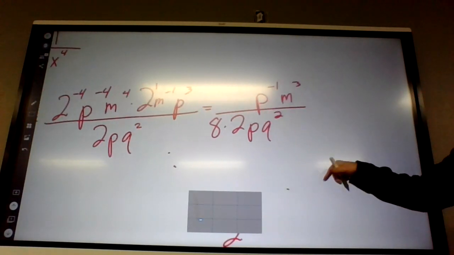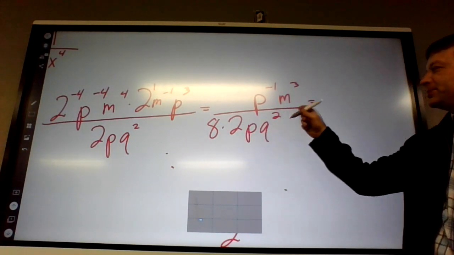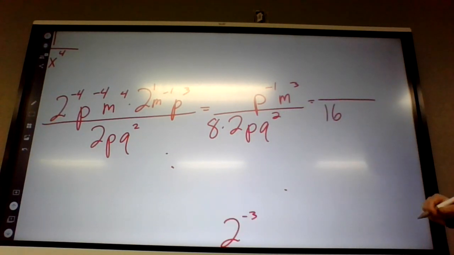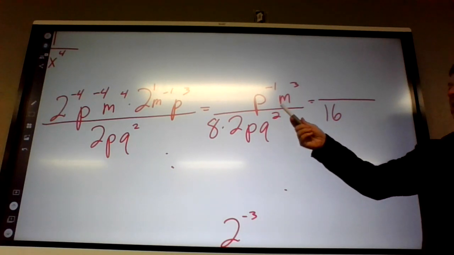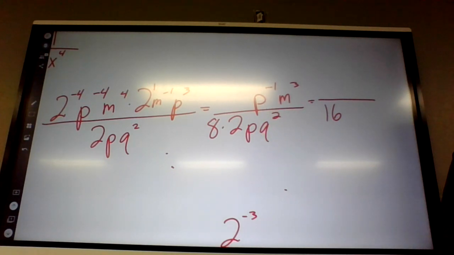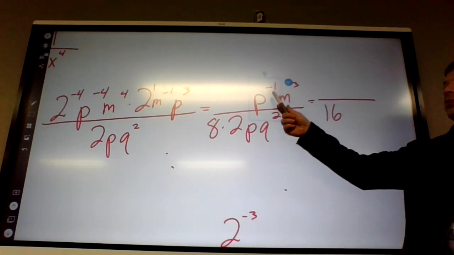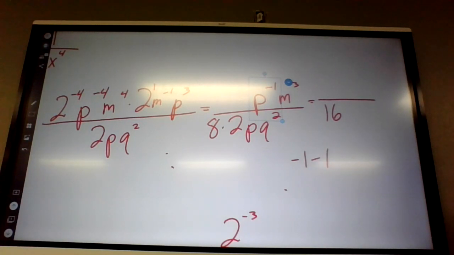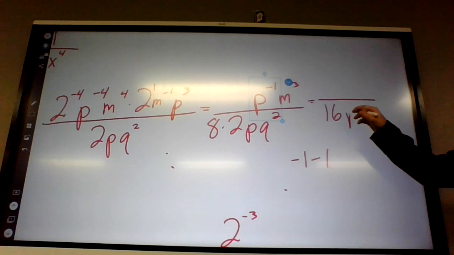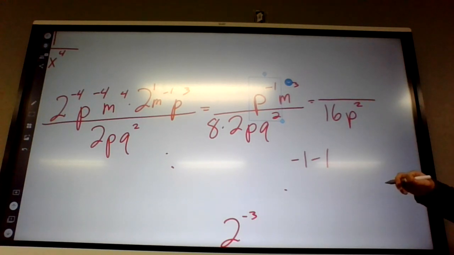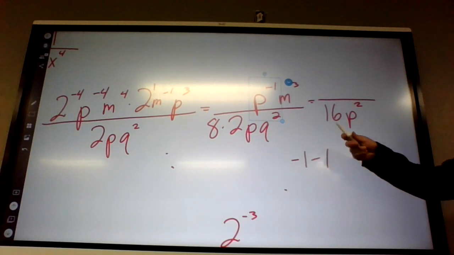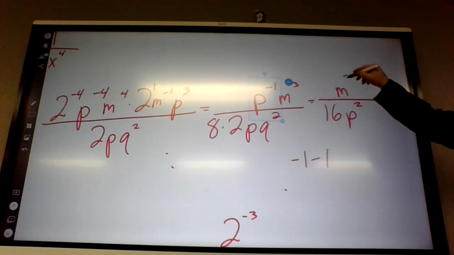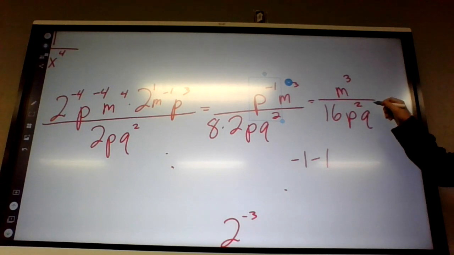Okay, anyways. So we've got 8 times 2 on the bottom. 16. Alright, and then Sophia, what do we got with our p's? Well, no, actually not quite. It's negative 1 minus 1. And what would that be? Negative 2. So that would be P squared down here. I guess the other stuff's already done, right? Because M cubed is kind of by itself and the Q squared is by itself.